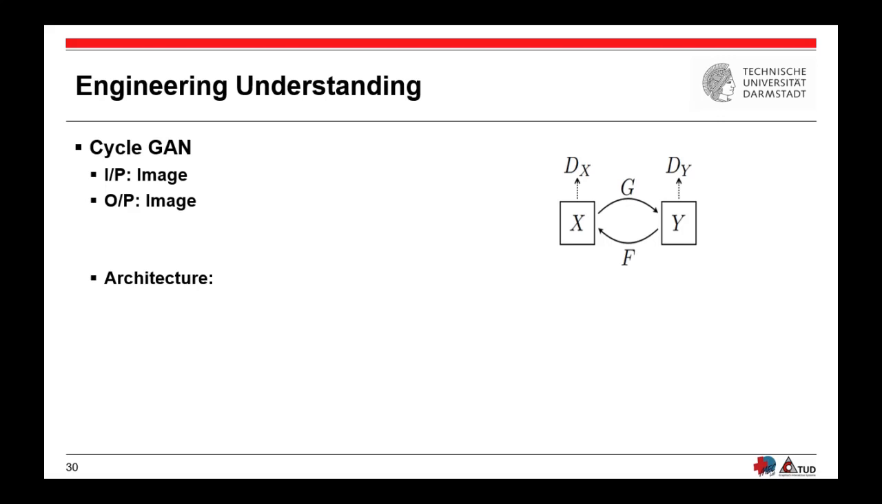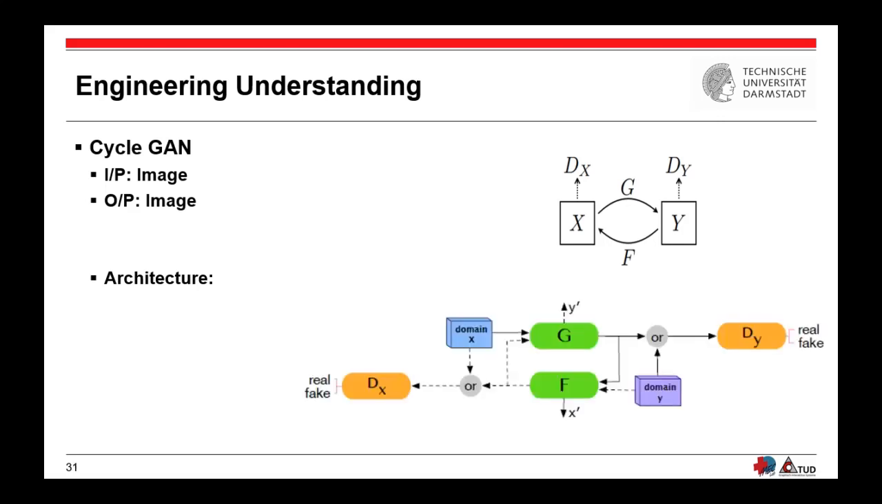That's the overall framework. Now, if we deconstruct it, it looks basically like this. You have your domain X, which G is taking as input and producing some images in domain Y, which you are passing to your discriminator and trying to figure out whether they look realistic or not. And you are doing the same thing for the other one.